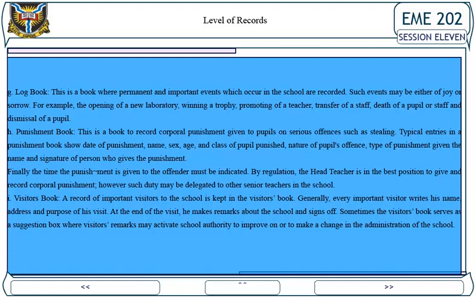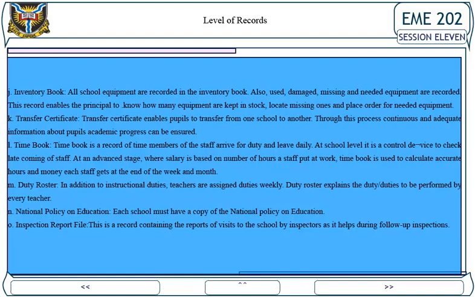H. Punishment book. This is a book to record corporal punishment given to pupils for serious offenses such as stealing. Typical entries in a punishment book show the date of punishment, name, sex, age, and class of the pupil punished.